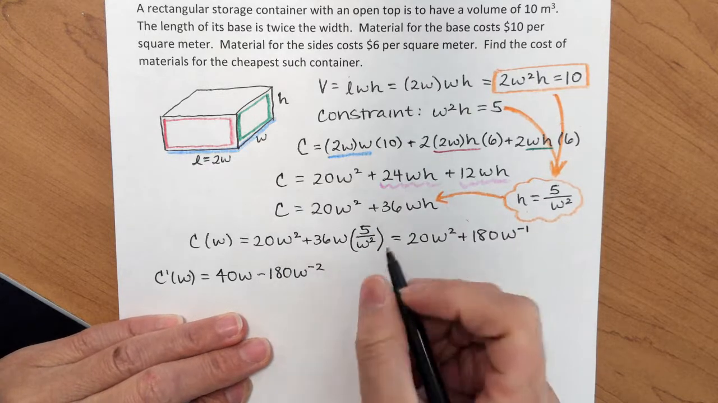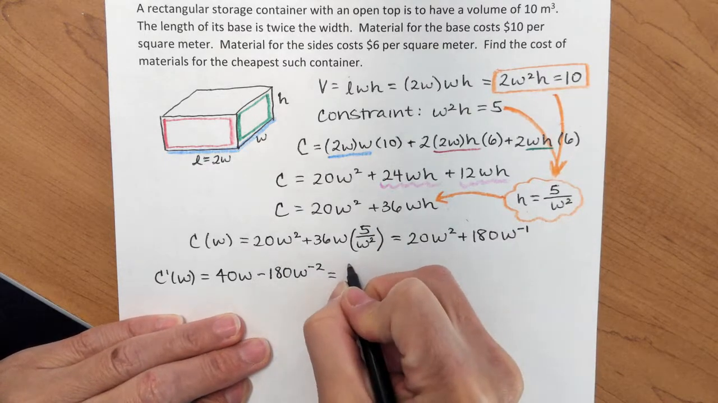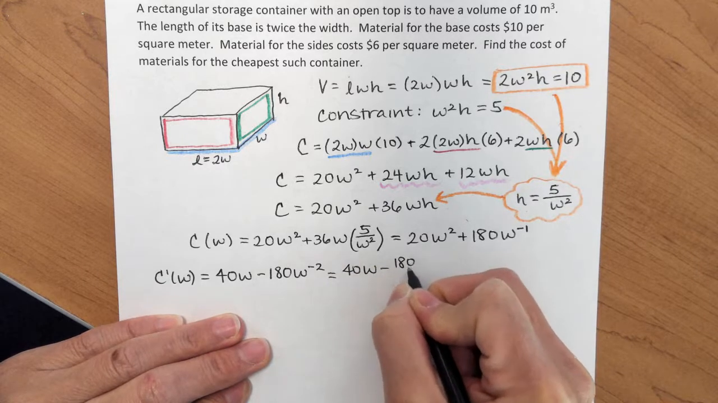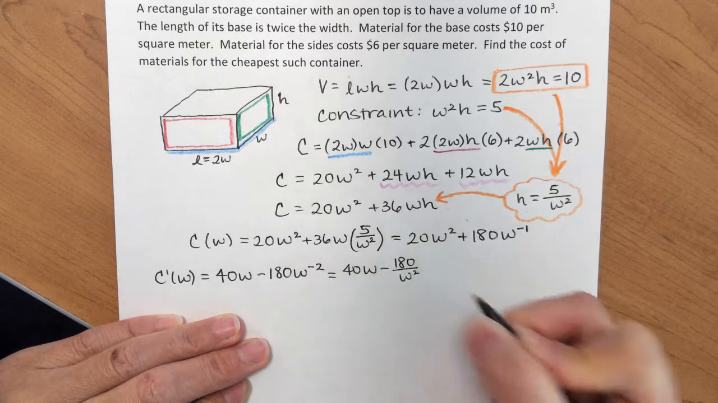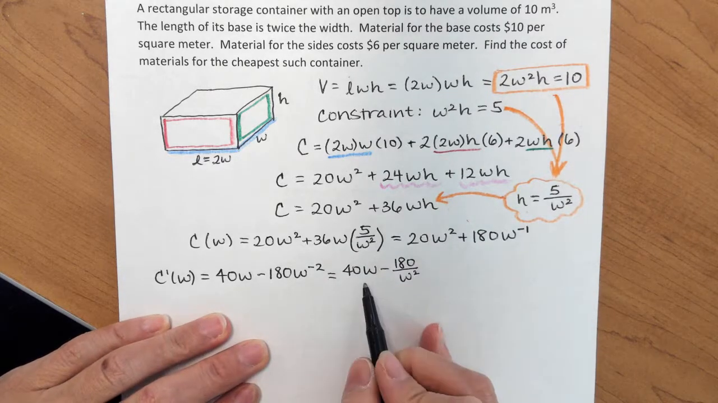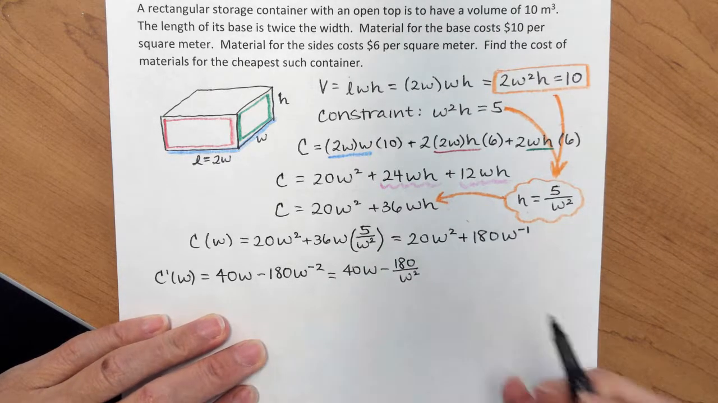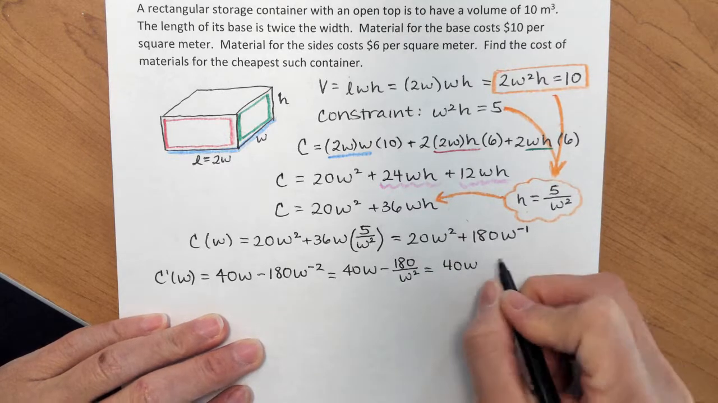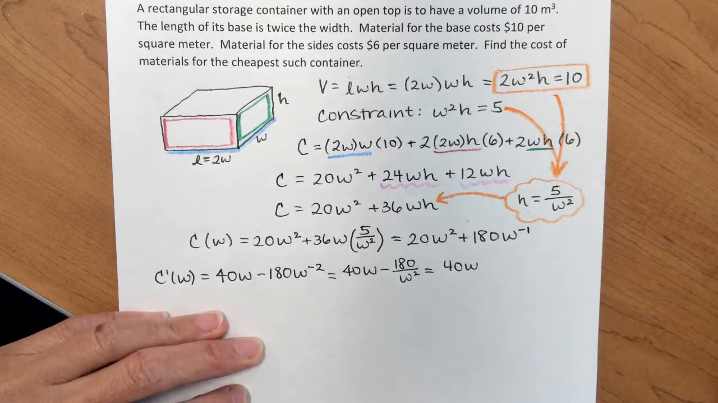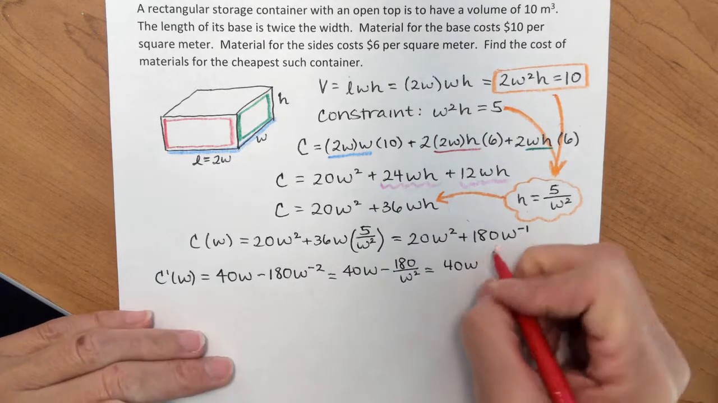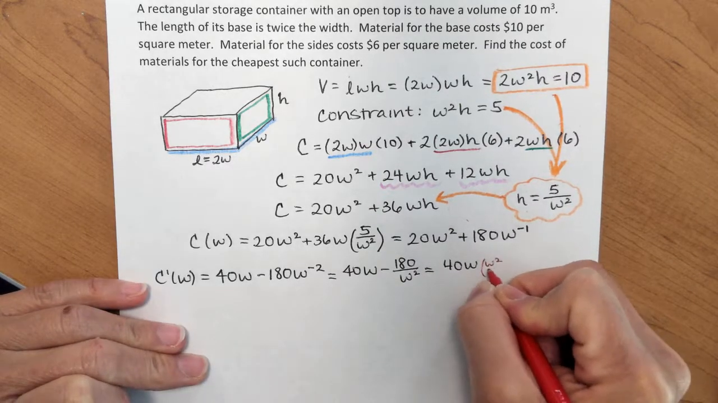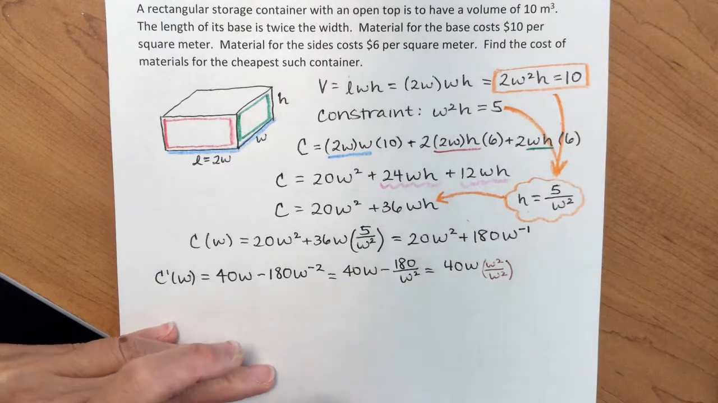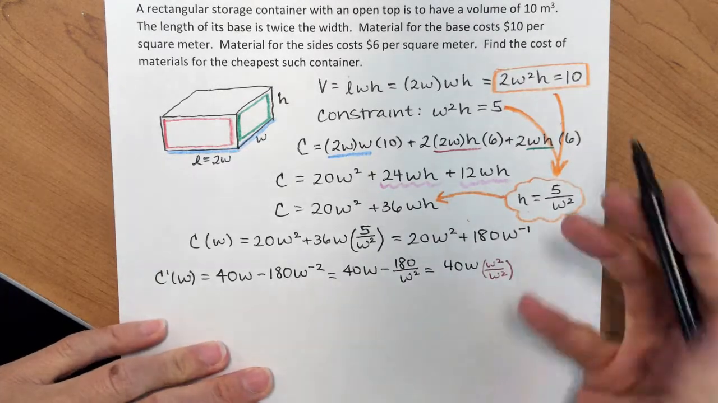And I'm going to rewrite this 40W minus 180 over W squared. And then I'm going to give everything a common denominator. So I need to multiply my 40W by W squared over W squared so that everything has a denominator of W squared.